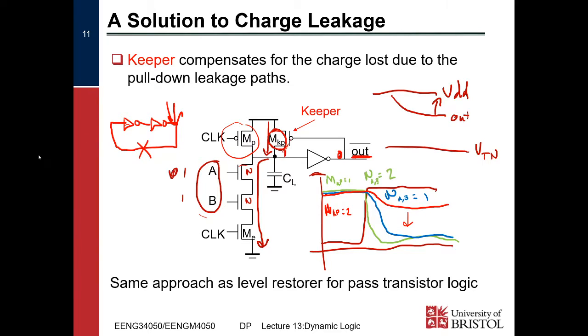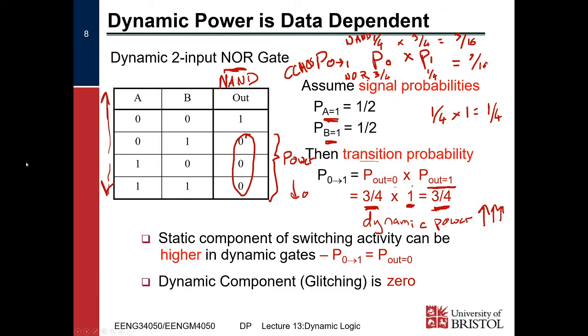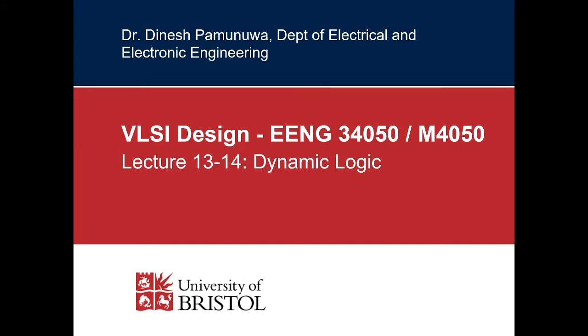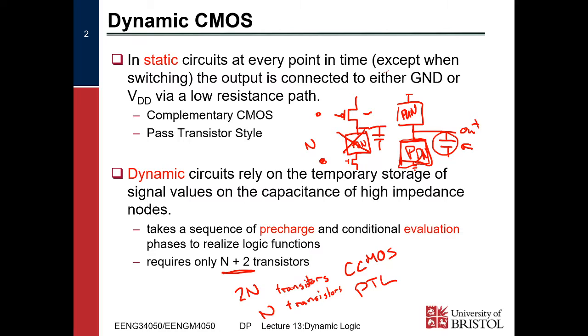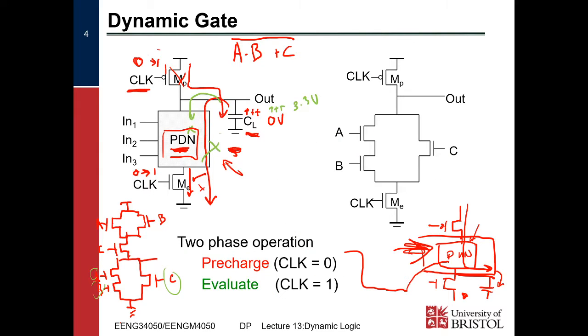So, quick recap of last lecture. We were talking about dynamic logic. We said in comparison to static logic, which always has a low impedance path from the output to VDD or ground, dynamic logic, on the other hand, stores the signal on a parasitic capacitance, right? This is the biggest distinguishing feature of dynamic logic.